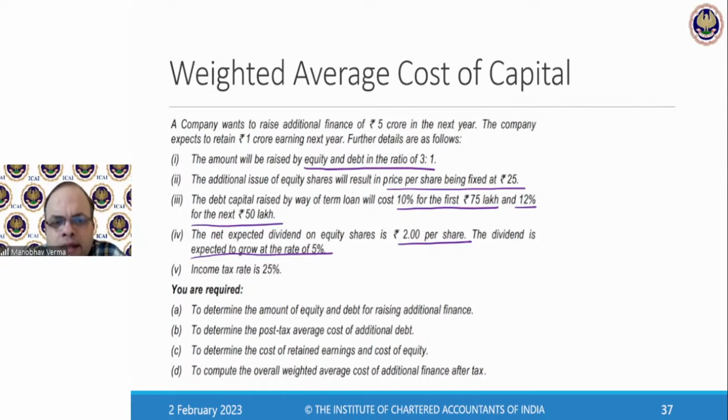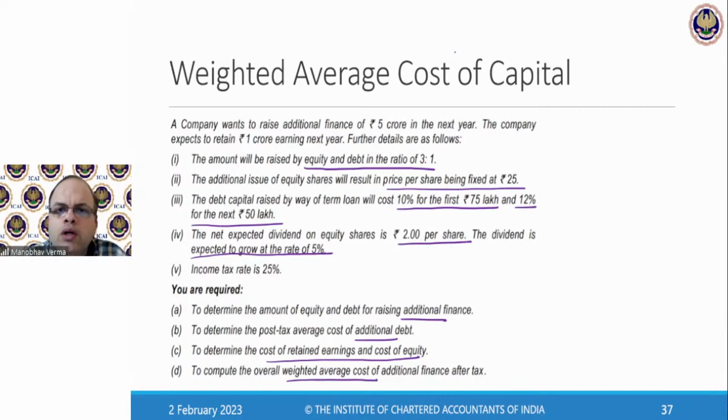What we need to calculate here is the amount of equity and debt for raising the additional finance, the post-tax average cost of additional debt. Mind you, the word is additional here. Additional finance, additional debt. Then to determine the cost of retained earnings and cost of equity, and of course, the overall weighted average cost as well. So very, very interesting question here. Now, let's start calculating what exactly we need in this case.